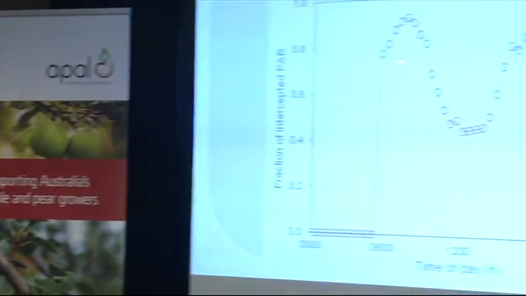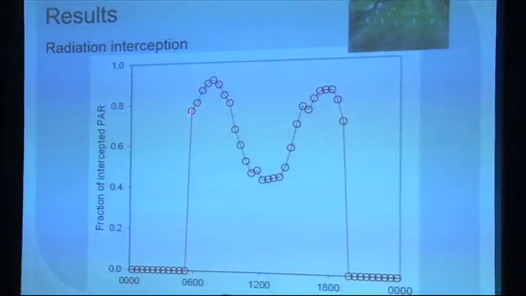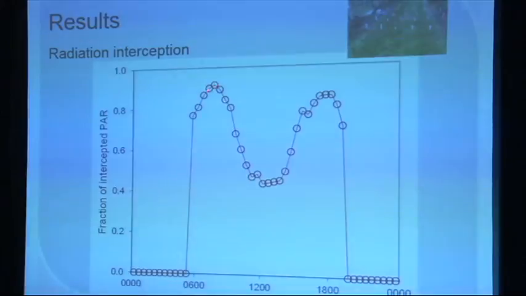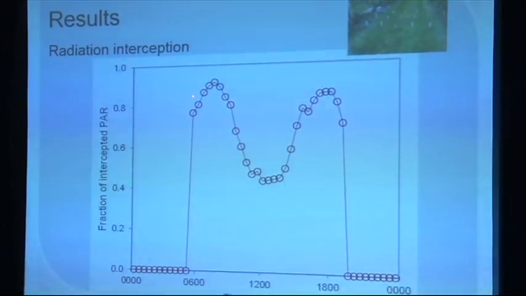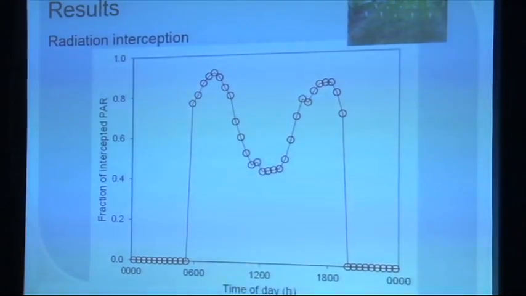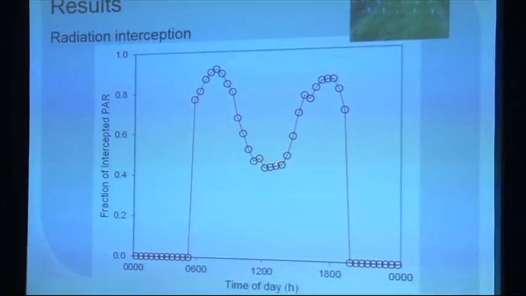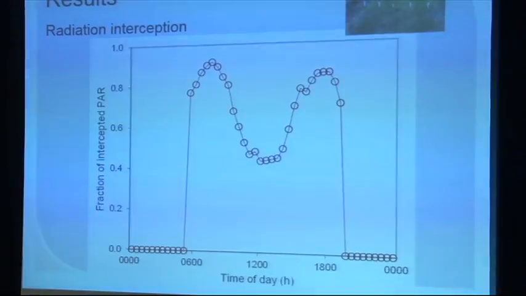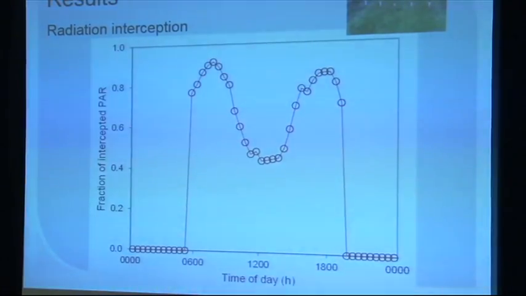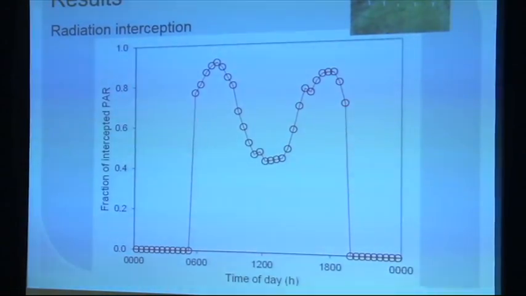And this is what it looks like over a 24-hour period, that radiation interception, of course, dark back here. Then our radiation interception in the morning is very high, gets to a peak pretty early in the morning. As the sun goes over, if you like, the interception actually drops to a minimum level in the middle of the day because the sun's directly overhead, intercepting less radiation, then goes back up as the solar angle changes in the afternoon.